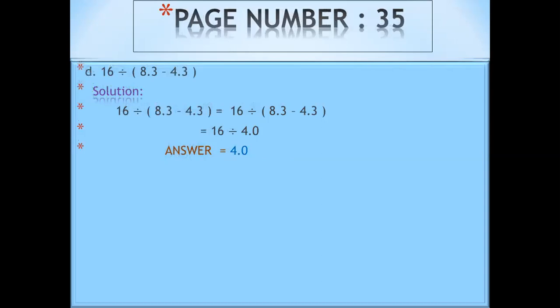The last part of this question is 16 divided by 8.3 minus 4.3. 8.3 minus 4.3. When we subtract these two numbers, the answer is 4.0. 16 divided by 4.0. When we divide 16 by 4.0, the answer is again 4.0, which is our required answer.